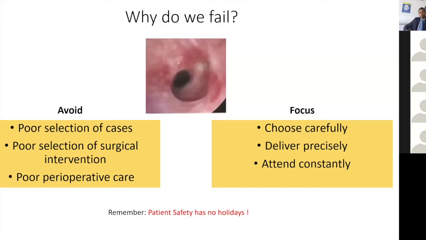Awareness and focus on choosing carefully, delivering precisely, and most importantly, attend carefully. The patient needs to be attended before, during, and after surgery. That's when complications occur.